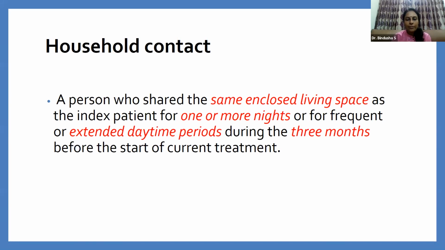Only these people will be considered as household contacts for the diagnosis of latent TB infection. For the diagnosis of active tuberculosis disease, the duration of contact is for the past 2 years. For a diagnosis of latent TB infection, only recent contacts will be considered. So any person who had an extended contact in the last 3 months before the start of current treatment will be considered as a household contact.